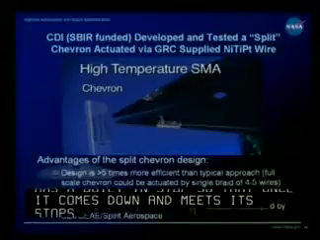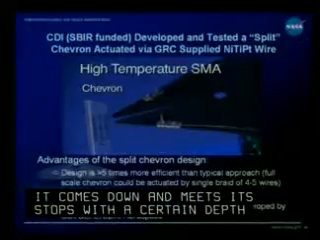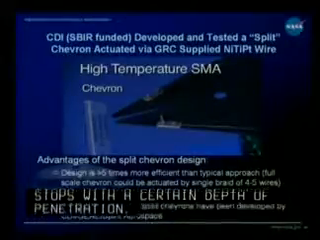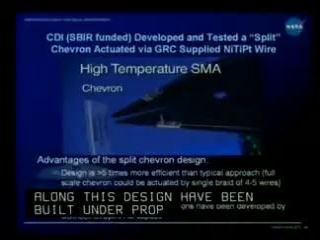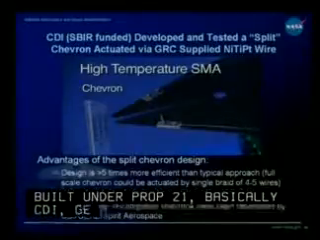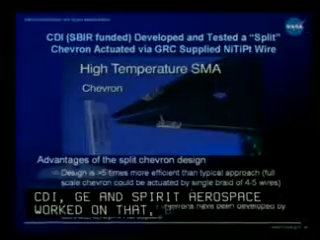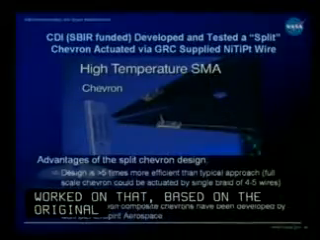Now, next generation chevrons along this design have already been built under Prop 21. Basically, CDI, GE, and Spirit Aerospace worked on that based on the original designs we have. But if we could have the movie, I'll show you the operation of this chevron.